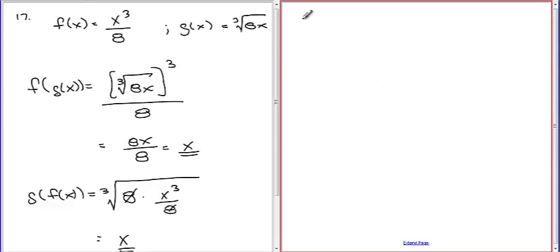Okay, moving on. 19. f of x equals the square root of x minus 4. g of x equals x squared plus 4 with x greater than or equal to 0. And that's so that this will be defined. If x was less than 0, then this function wouldn't work.